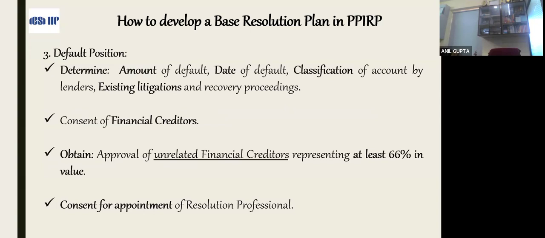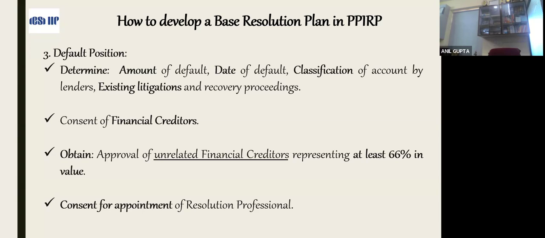Next, the default position. They determine the amount of default, the date of default, the classification of accounts by the lenders, and the existing litigation and recovery procedure. First of all, you should have the knowledge as an RP. You should have the knowledge about all these things. Default position: determine the amount of default, the date of default, the classification of account by the lenders, existing litigations and recovery.